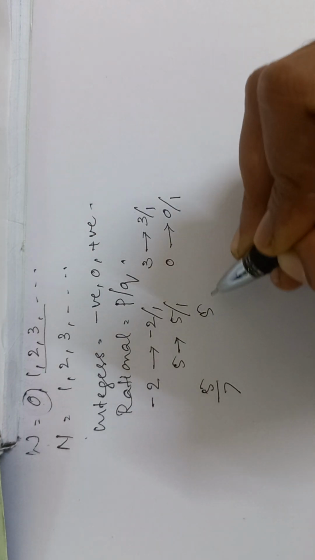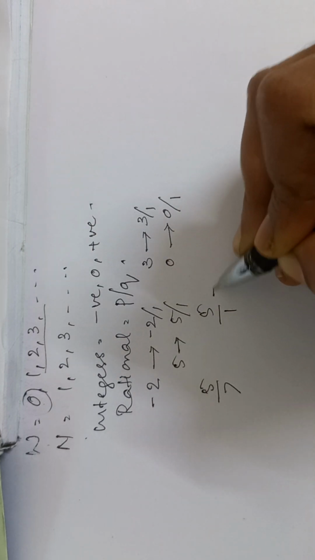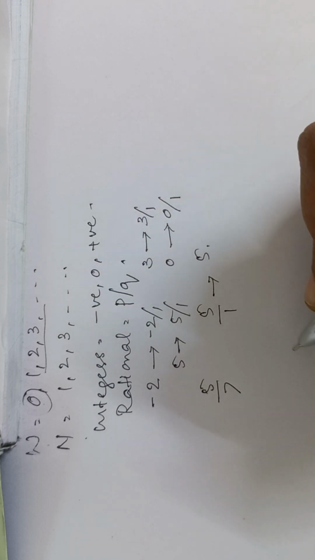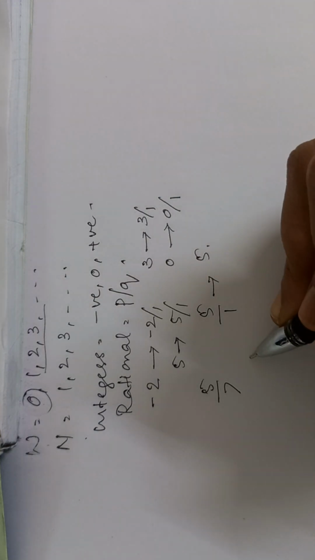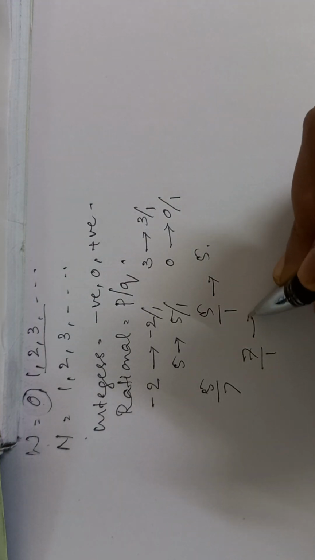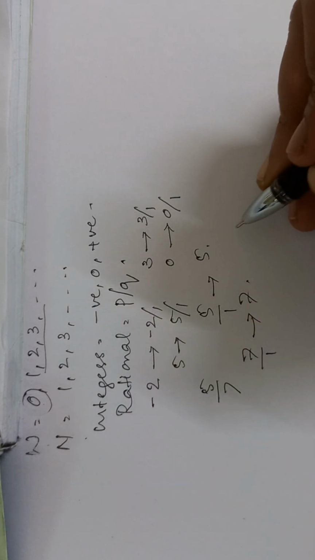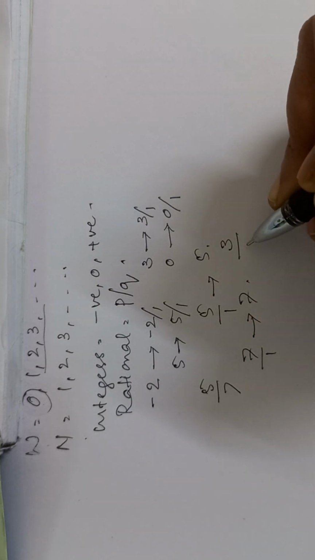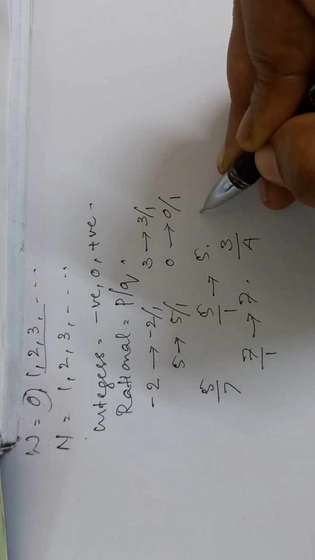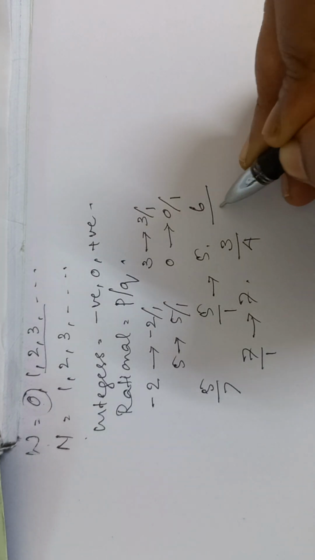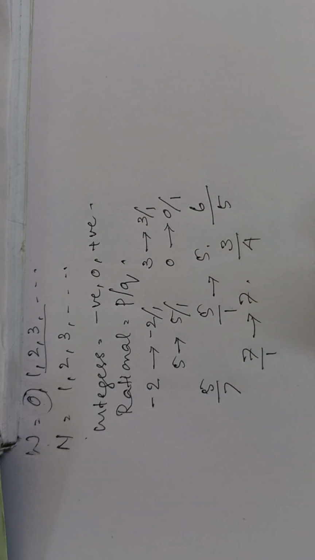But 5 is 5 by 1. It is an integer. It is equal to 5. Like 7 by 1, it is an integer. It is equal to 7. But 5 by 7, 3 by 4, then 6 by 5, like this, we cannot say that these numbers are integers. They are rational numbers, but they are not integers.